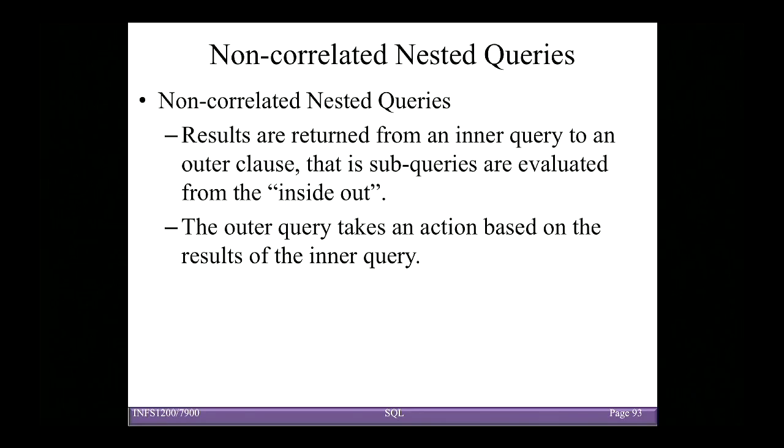There are two variants of subqueries. We've got non-correlated nested queries, and we've got correlated nested queries. In the non-correlated variant, results are returned from an inner query to the outer clause, inside out. The outer query takes action based on the results of the inner query.